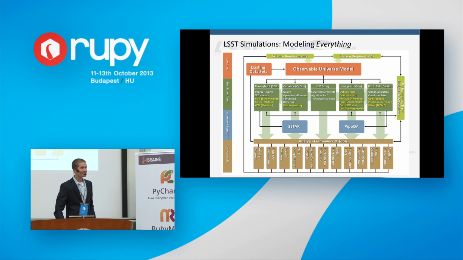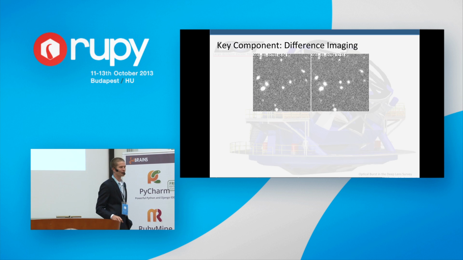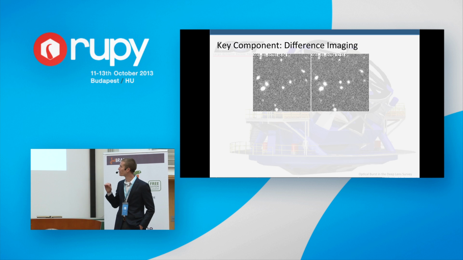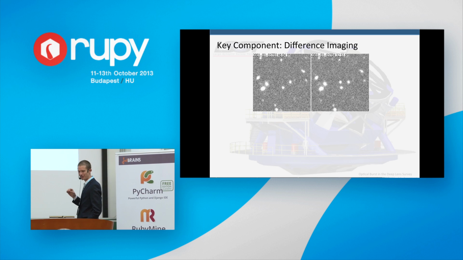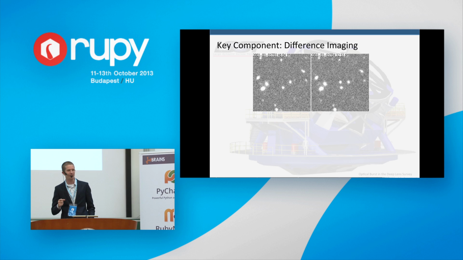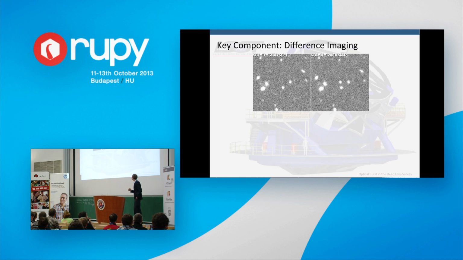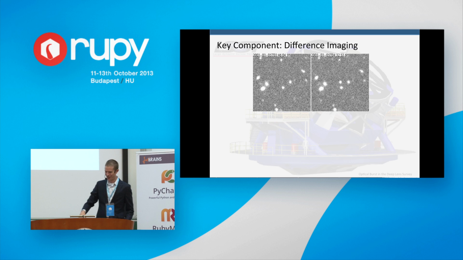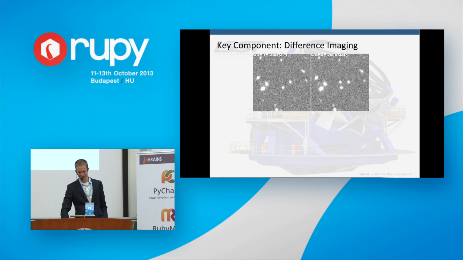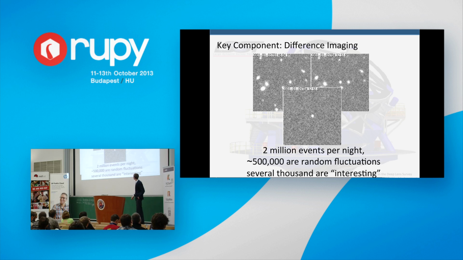Now, because the LSST is a time domain survey, we're looking for the way things change from night to night. So a key component is what we call difference imaging. So you take an exposure from one night, an exposure from the next night. And does anybody see the difference between those? Yeah, when you compare these and subtract them, you find that the difference is this dot in the middle. And this is an observation of a supernova.